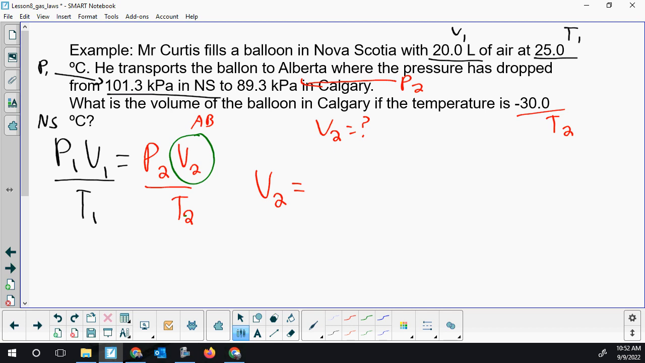So the T2, which is on the bottom, I have to bring to the other side away from my V2. And the P2, which is right next to my green circle, I need to move to the other side so it'll show up on the bottom. So the T2 is going to go to the top, the P2 is going to go to the bottom. So V2 is going to equal P1 V1 over T1, the T2 goes to the top, and the P2 to the bottom. So that sets how I need to solve this.